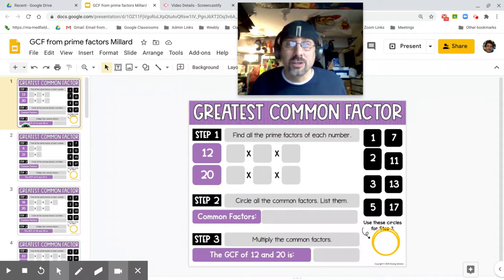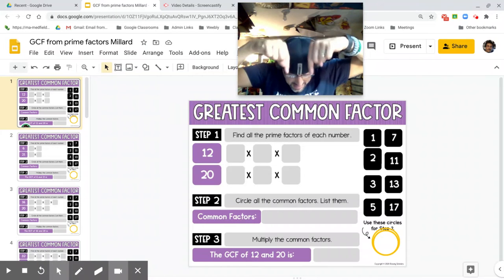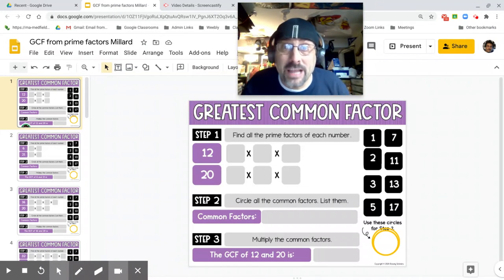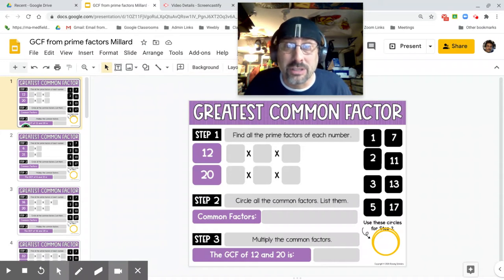Okay, mathematicians, we basically want to know how to use this slide down here to find the greatest common factor of two numbers. Well, if you look right down there, we got the numbers 12 and 20. We want to know what the biggest number is that goes into 12 and 20. That's called the greatest common factor.